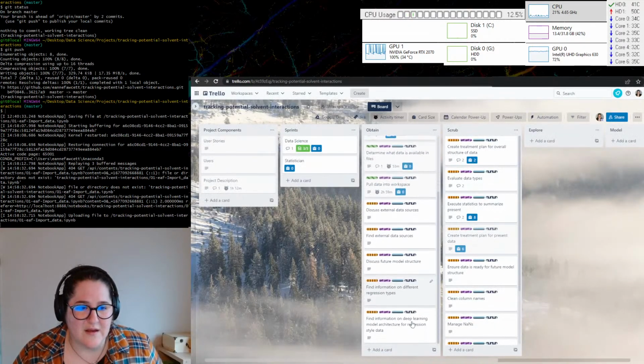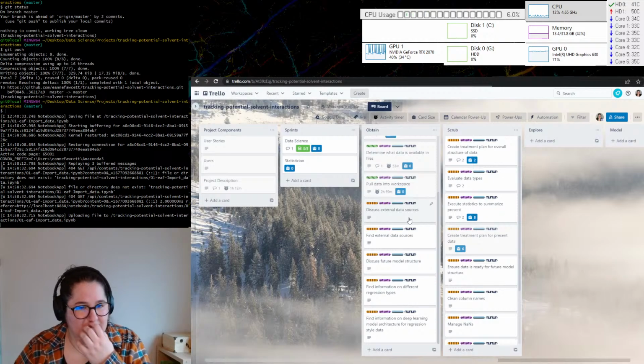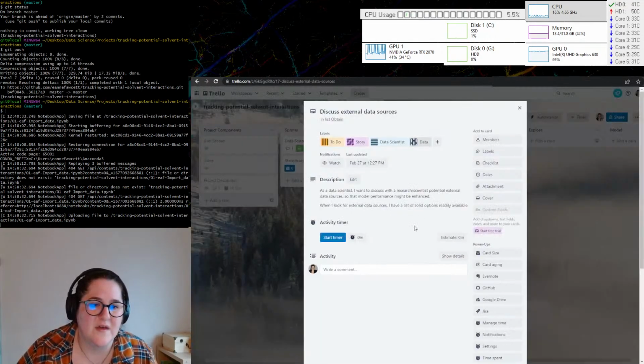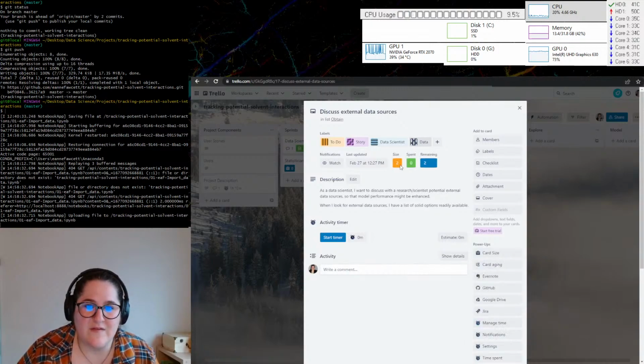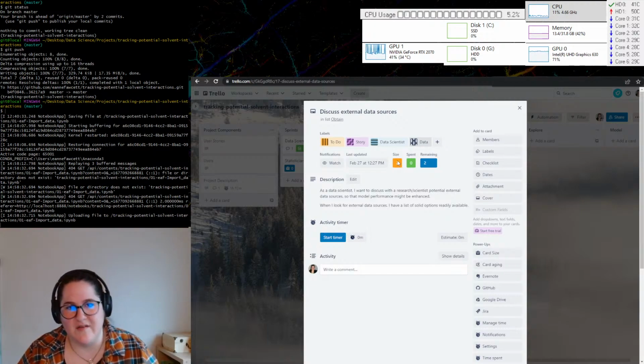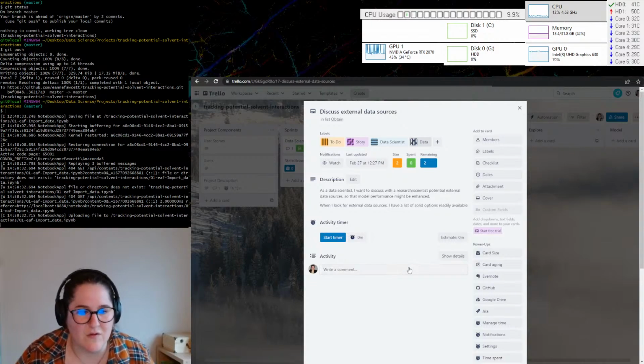And instead, I'm going to go to discuss external data sources. This is with the data scientists. I want to discuss with researcher scientists potential external data sources so that model performance might be enhanced. This is something that's really important whenever you're working in data science. You want to always consider where something is coming from. The reason I'm giving this 2 story points, even though I would give it 4 because it requires yourself and an external connection, is that I am that external connection.